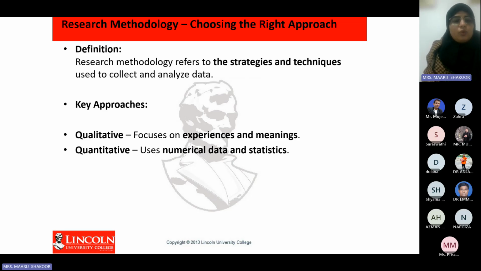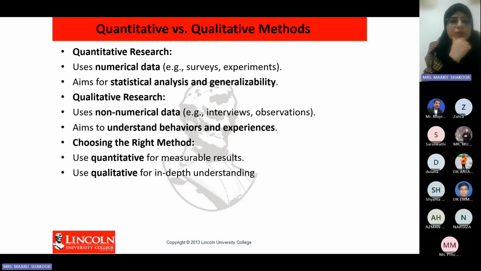Okay. If it is qualitative, it should be based on meanings, analysis and experiences. Detailed explanation is in qualitative. Quantitative has numerical data and statistics, a specific number. I followed a quantitative analysis, and qualitative is all detailed explanation. Yes, quantitative research uses numerical data, surveys, experiments, and aims for statistical analysis and generalizability. And qualitative research uses non-numerical data. If quantitative is like this, qualitative is the opposite.